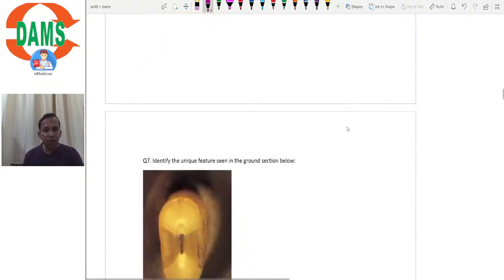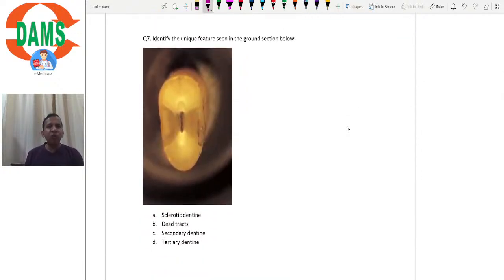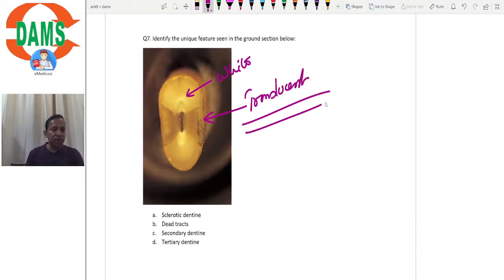So let's go to the next question. Identify the unique features seen in the ground section below. So you can see a ground section of a tooth. It is the cross section of a tooth, and you can see a white area and a relatively translucent area here, right? So we can see two different zones on this same tooth, isn't it? And the options are sclerotic dentine, dead tracts, secondary dentine, and tertiary dentine, right? So the unique feature that we can see here is this butterfly shape, isn't it? You can appreciate this butterfly shape, right?